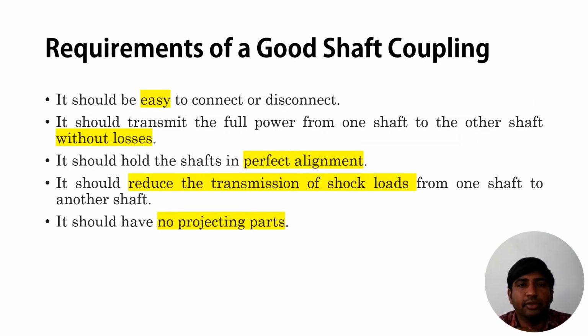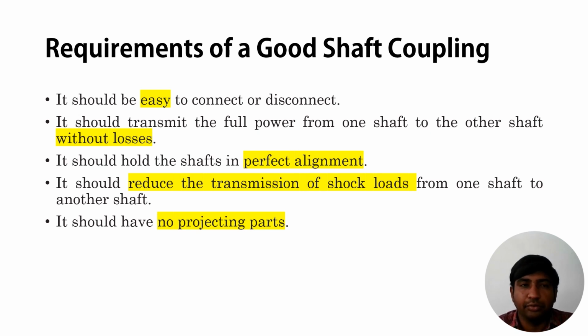Okay, these are the requirements of a good shaft coupling. So I have listed some of the good requirements. It should be easy to connect or disconnect. It should transmit the power from one shaft to another shaft without losses. It should hold the shafts in perfect alignment, and it should reduce the transmission of shock load. Shock load is one of the losses, so it will be reduced from one shaft to another shaft. It should have no projection parts. If there is any projection part, there will be losses. So having no projection parts is mandatory.